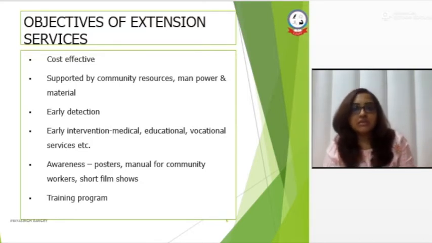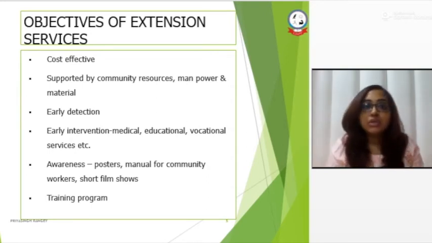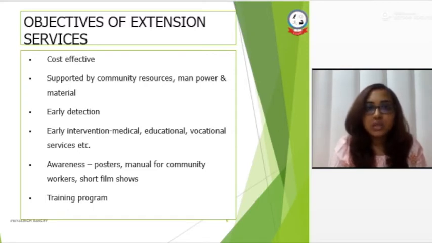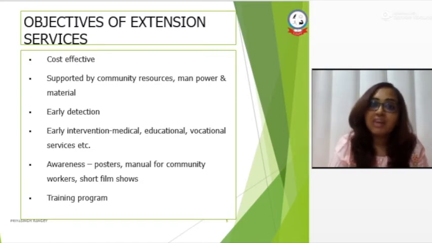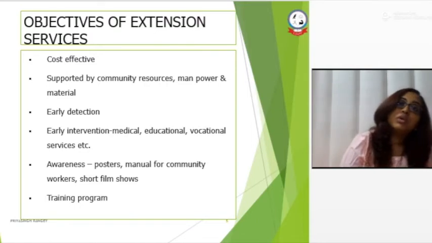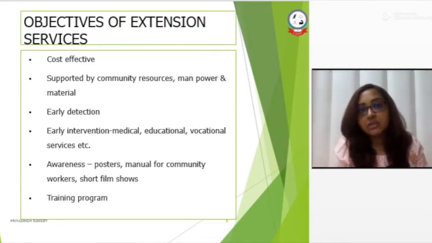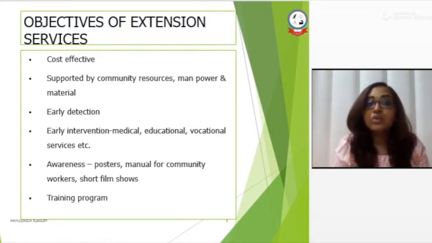The extension services, like I said, are supported by the community resources, community manpower, and materials. So the community itself is trying to support the person with disability, is trying to help the person with disability by providing financial resources, by providing manpower and material. Hence, what we are trying to do in an extension service is perform community based rehabilitation by using resources that are available in the community. In this way, we are trying to create awareness in the community as well.